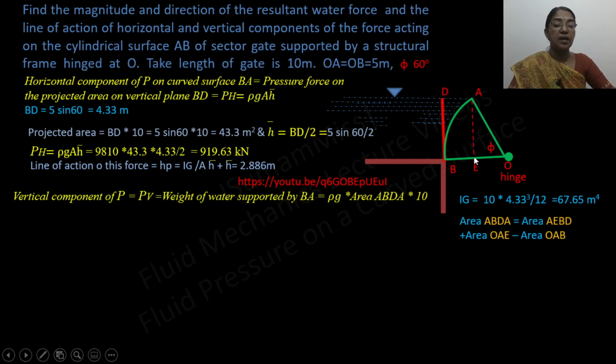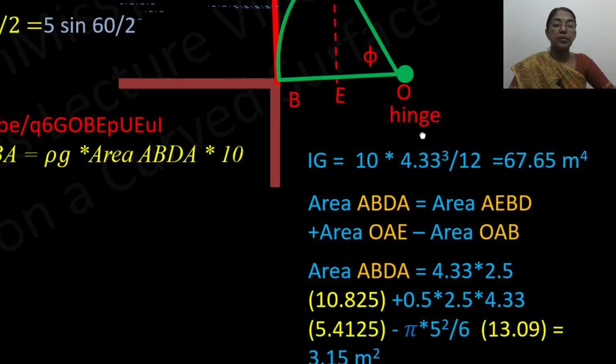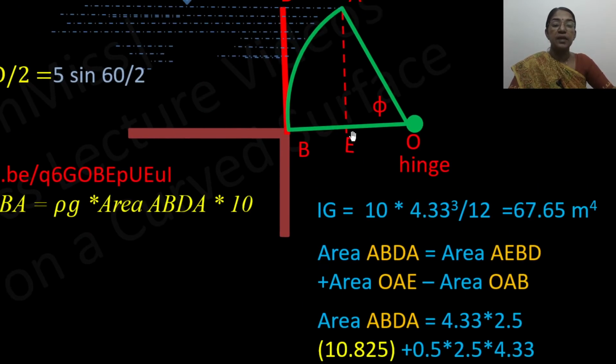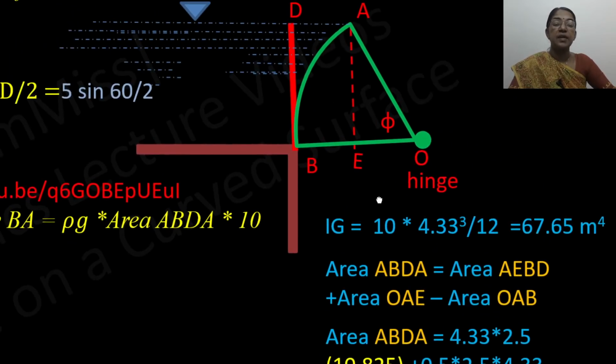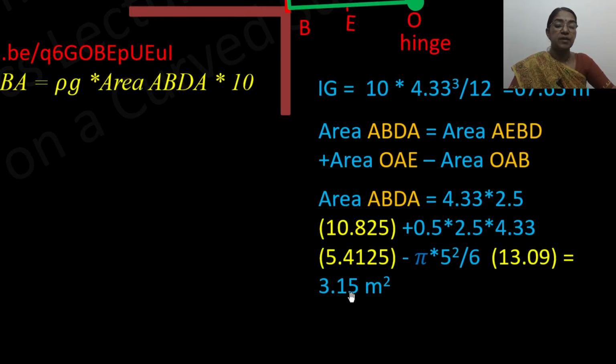Area AEBD equal to 4.33 multiplied with 2.5, that is given as 10.825. Then area of the triangle equal to half BH. So half into 2.5 into 4.33. So that is given as 5.4125.